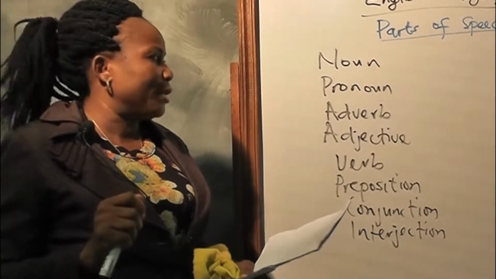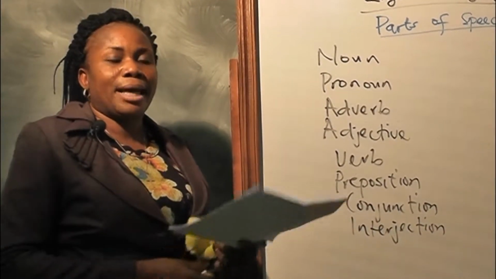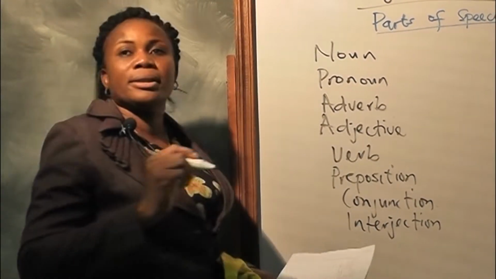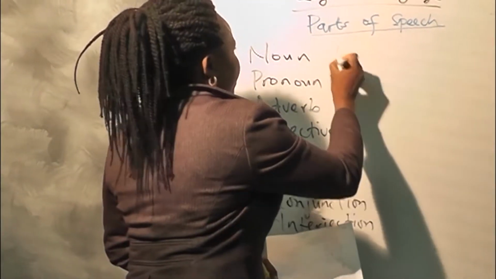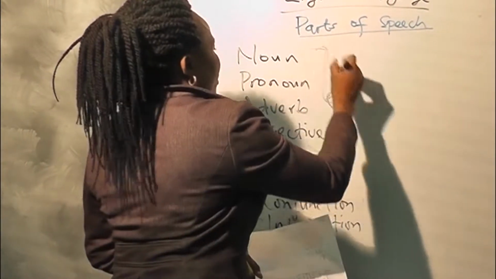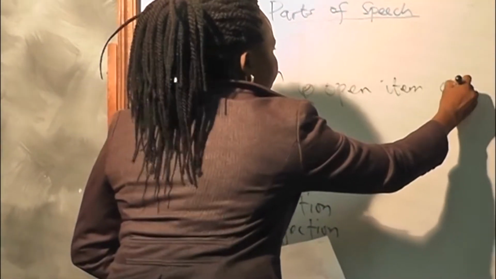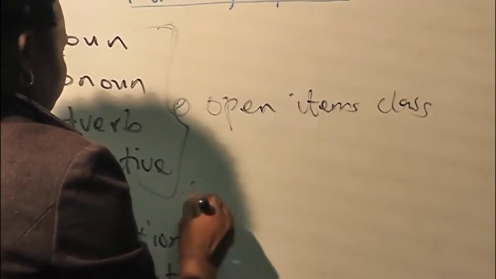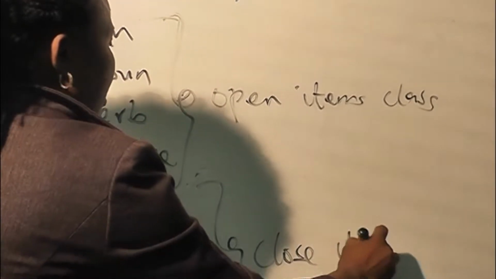But before I do that, I will group these into 2. We have the 2 parts that we classify the parts of speech into. We have the open item class, then the closed item class.